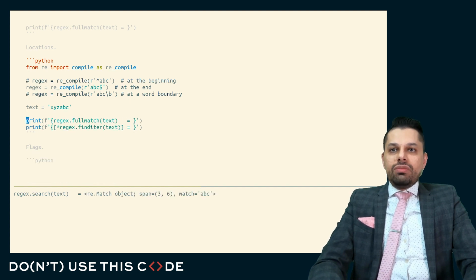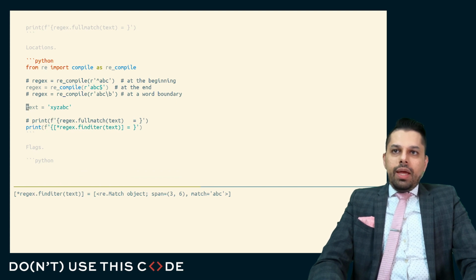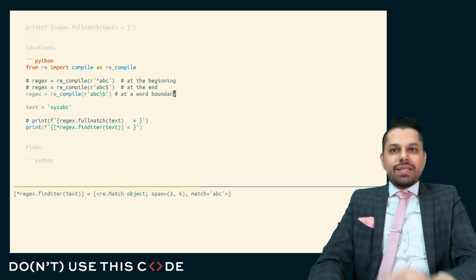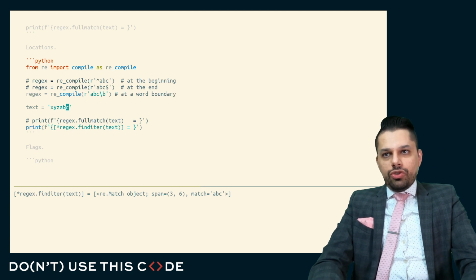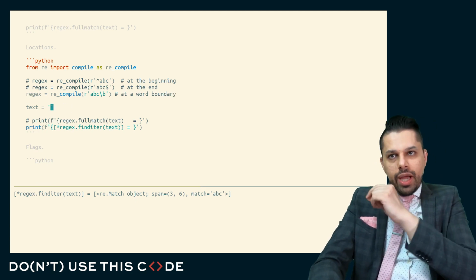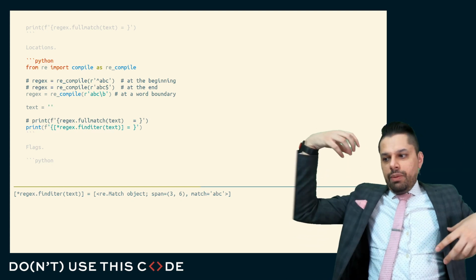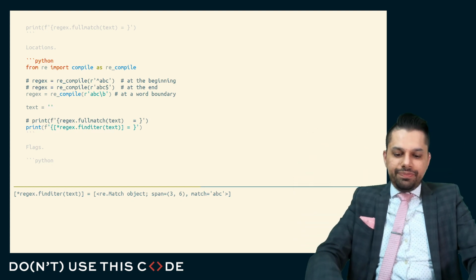Or if I find iter, it'll work with a find iter. Now, another useful thing is a \b, which means match at a word boundary. And this is especially useful if I'm doing a find iter. It's not really useful if I'm doing a full match, because a full match says I'm matching the entire string with an implicit caret at the beginning and $ sign at the end.